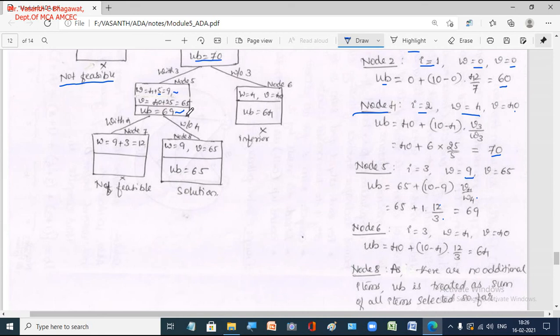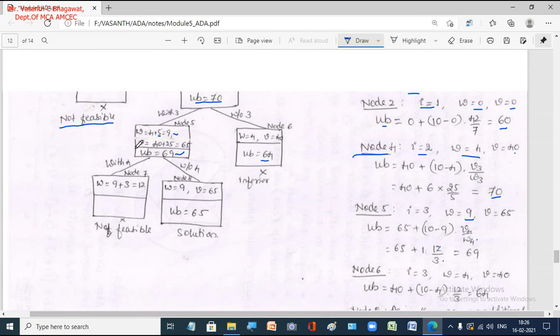Now, which is better for us? 69 is better for us. So we go in this direction. That means you are going to select the third item, right? Now, which items have you selected? You should note it down. You have selected item 1, then you have selected item 3. Now you are left with the last item.